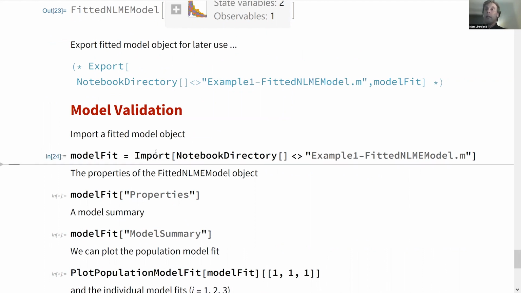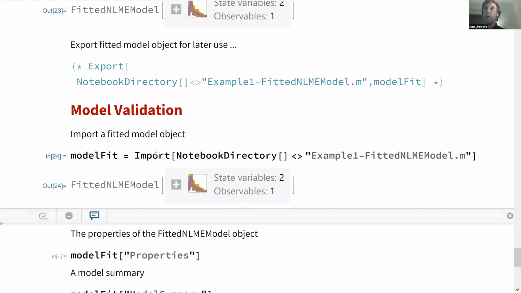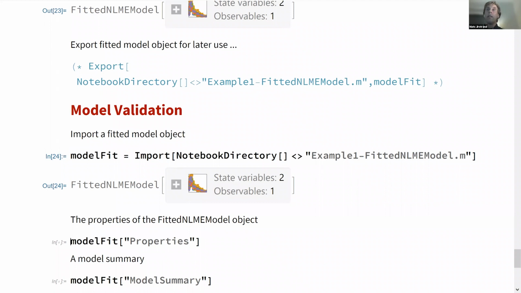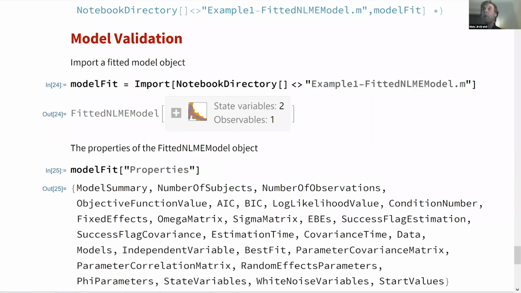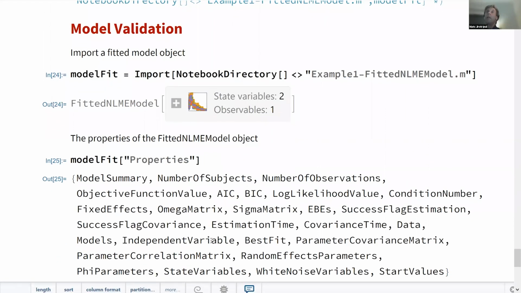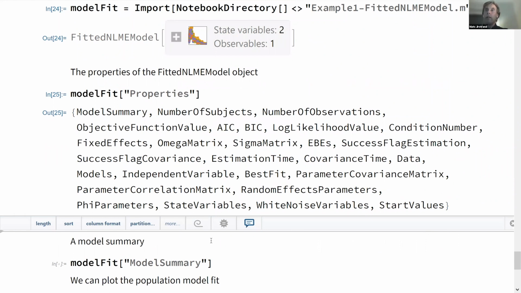I do that just to show that it is there. This model fit object is now stored in the variable model fit, and that could be prompted for different properties. And here's a list of the current properties. As you see, these fitted model objects are also built into the system. We have tried to enrich this also for the nonlinear mixed effects models.